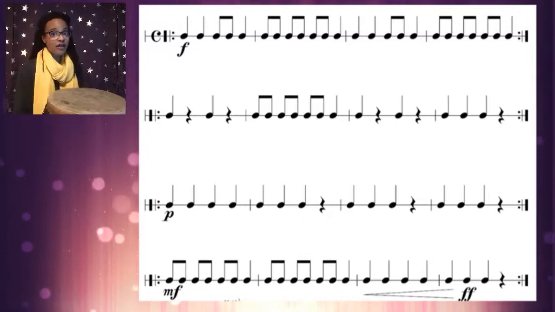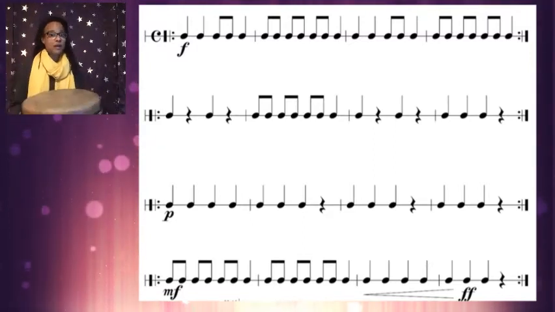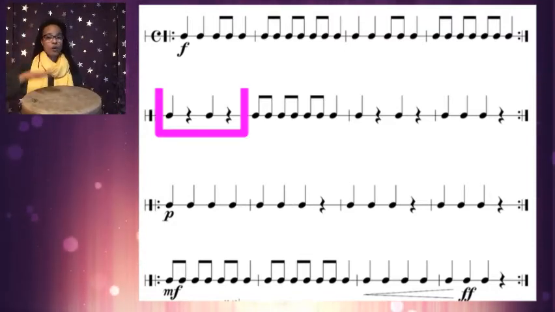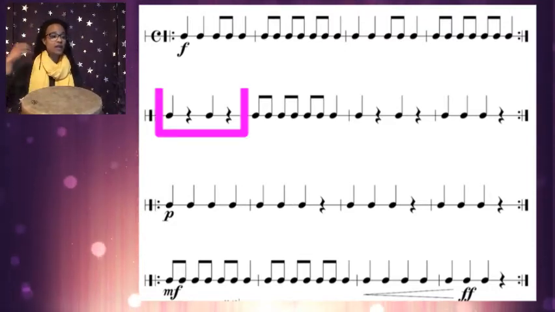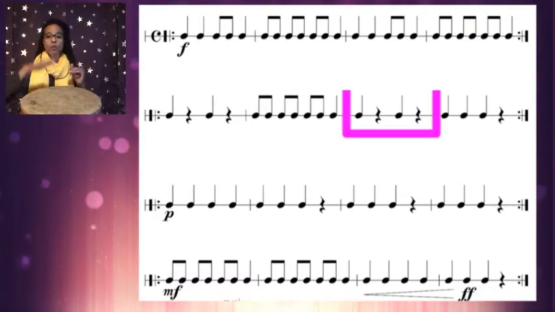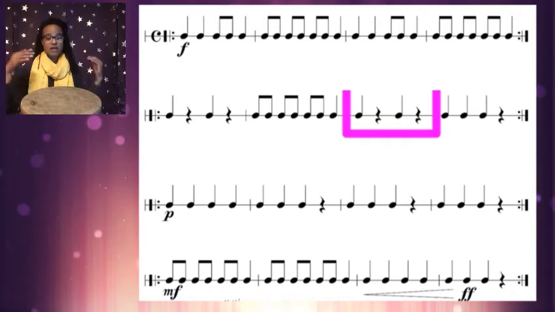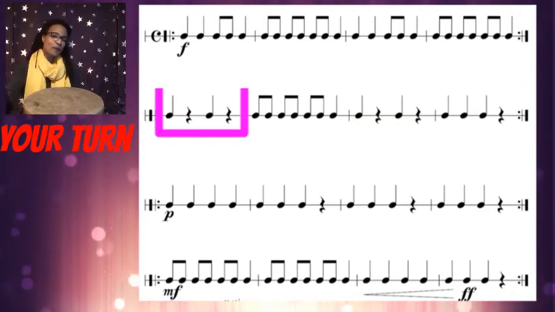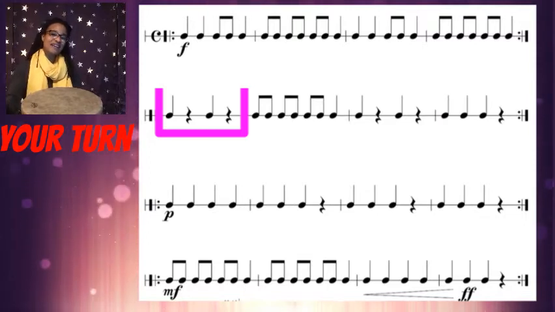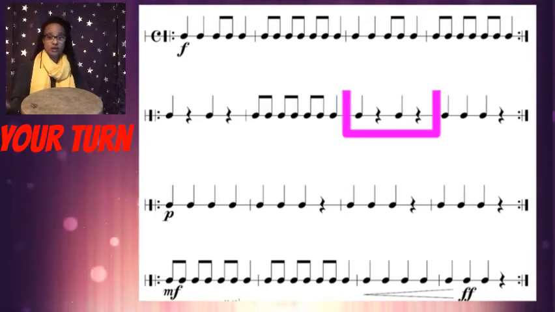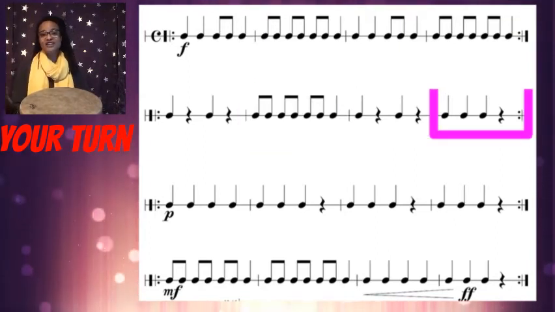I'm going to do that whole system. Please do that whole system back to me. Here I go. 1, 3. 1 and 2 and 3 and 4. 1, 3. 1, 2, 3. Your turn. 1, 3. 1 and 2 and 3 and 4. 1, 3. 1, 2, 3.